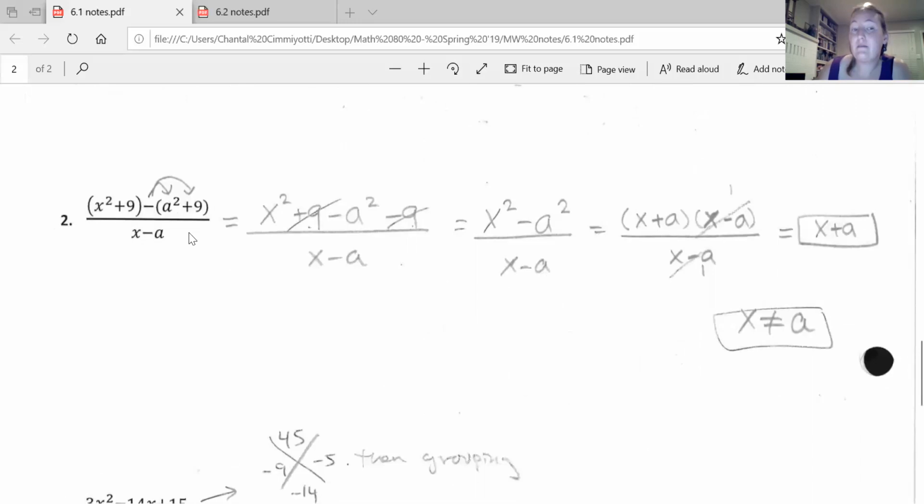This one looks like it might be in a good position because it's already factored, but that's not very helpful. We want it to be completely factored. It's not. It's subtracted. So we need to distribute so we can combine our like terms. Now we can factor that. That's a difference of squares, and it cancels out with that. So x plus a divided by 1, which is x plus a.